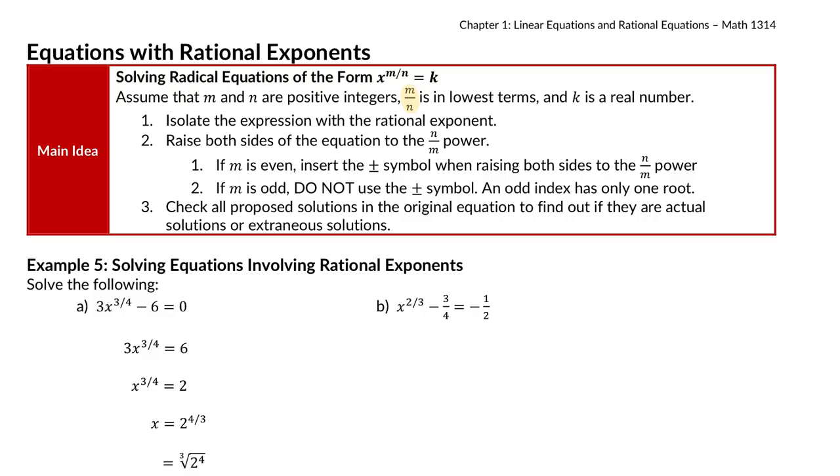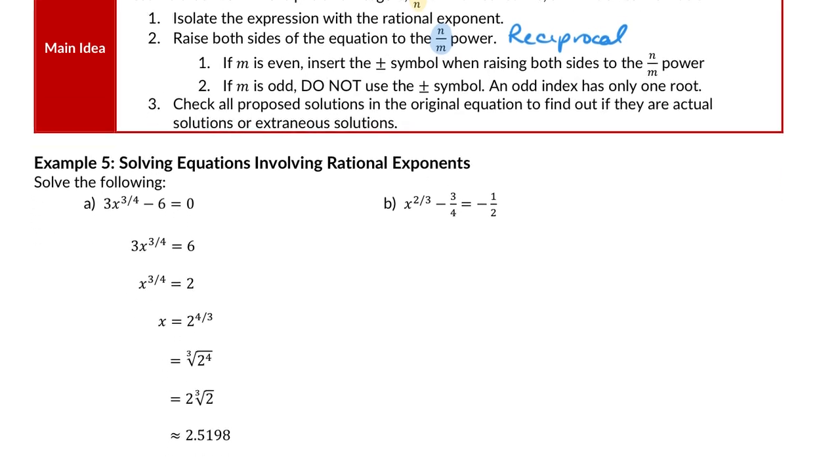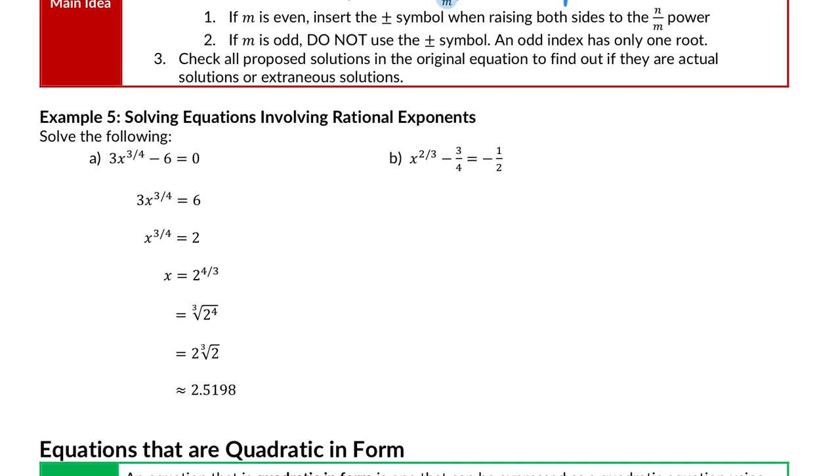We're going to isolate the expression with the rational exponent. We're going to raise both sides of the equation to the reciprocal power. Notice that this is flipped over. Let's write down the word reciprocal. That reciprocal power. If m, which is your new denominator power, is even, you need that plus or minus symbol. If m is odd, you do not need the plus or minus symbol. The odd index only has 1 root. Again, make sure that you check all of your proposed solutions to ensure that they work, and then we should be good to go.